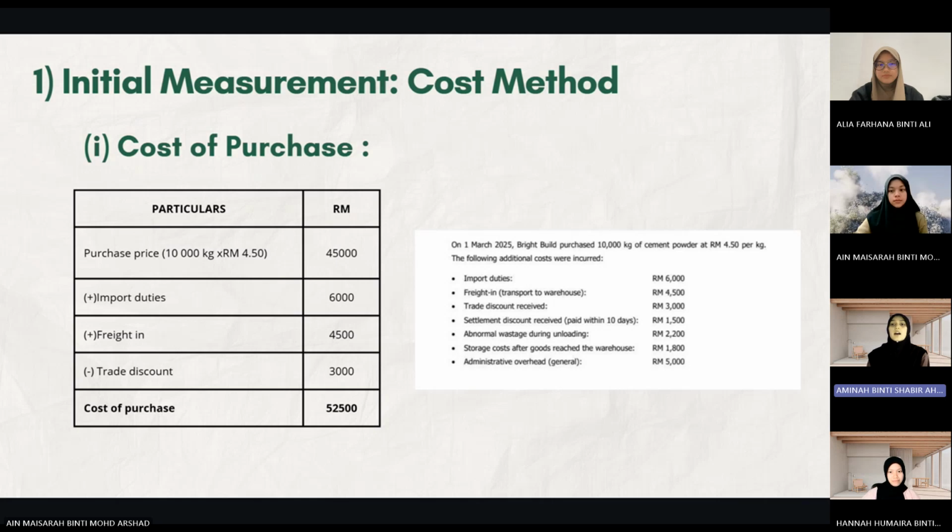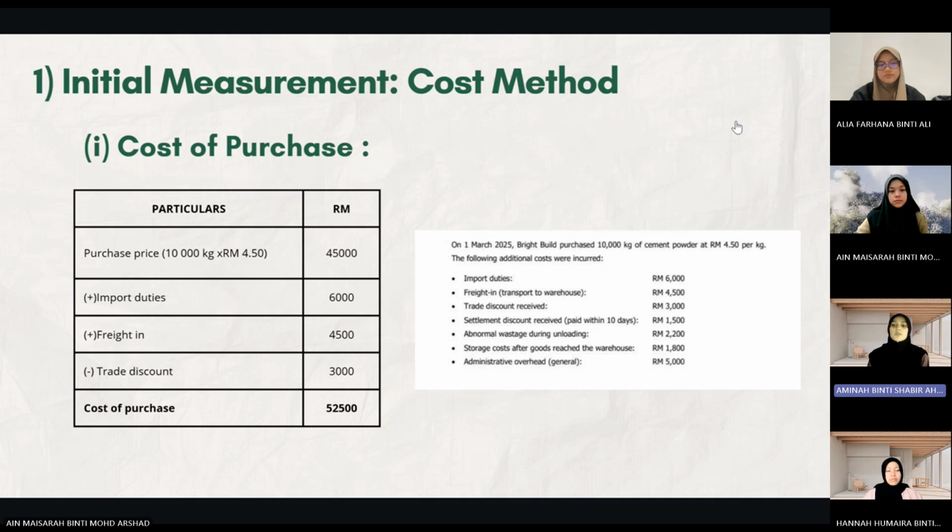Cost of purchase refers to the total cost incurred to acquire inventories and bring them to their present location and condition, as defined under MFRS 102 Inventories. The cost of purchase of the cement powder is calculated in accordance with MFRS 102. The purchase price of 10,000 kilos of cement powder amounts to 45,000 ringgit, which is 10,000 kilos multiplied by 4 ringgit 50 cents per kilo.